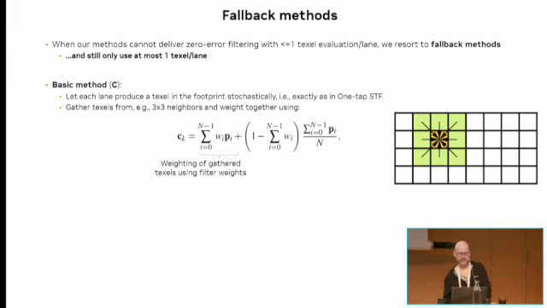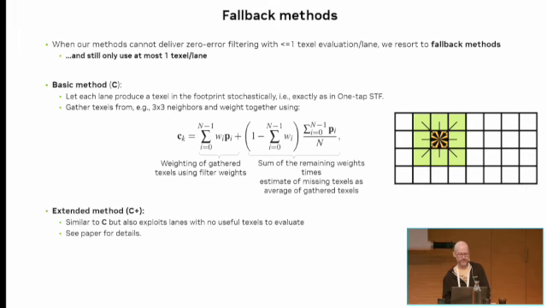The first part here is just a weighting of the gathered texels that we have. We might not get all the ones we need, and then we have an extra term that reduces error a bit. You have to look at the paper for the details. We have also an extended method called C+, and it's a bit similar, but it also exploits lanes that have no useful texels to evaluate. You have to look at the paper for the details.